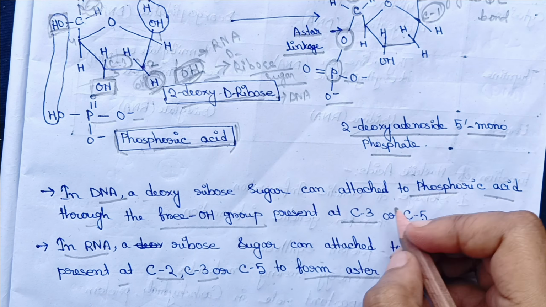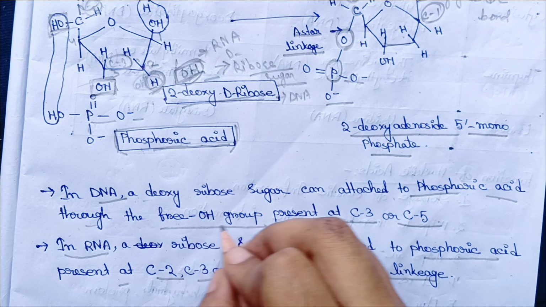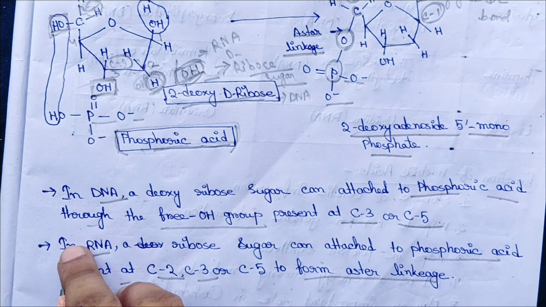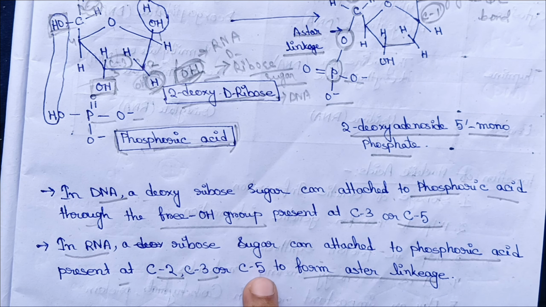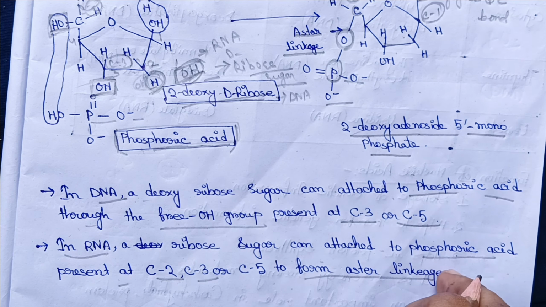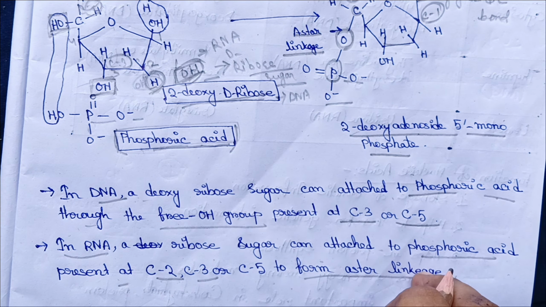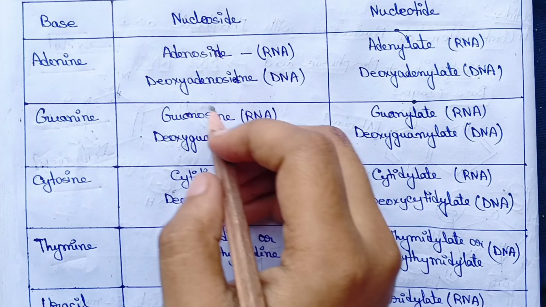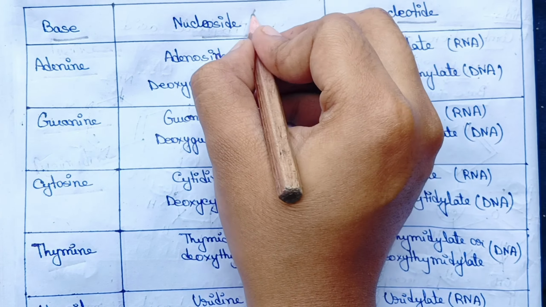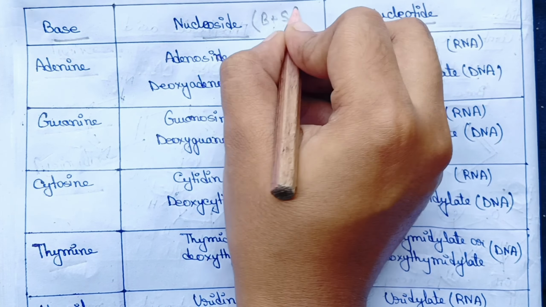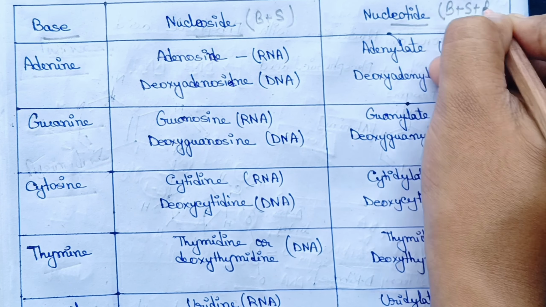So in DNA structure, there is a sugar molecule with a free OH group at C3 and C5. In RNA structure, a free OH group is present at C2, C3 and C5 that can form a bond between phosphoric acid and sugar molecules and form an ester linkage. This is a chart of bases, nucleoside, nucleotide. Nucleoside is base plus sugar, and nucleotide is base plus sugar plus phosphate group.